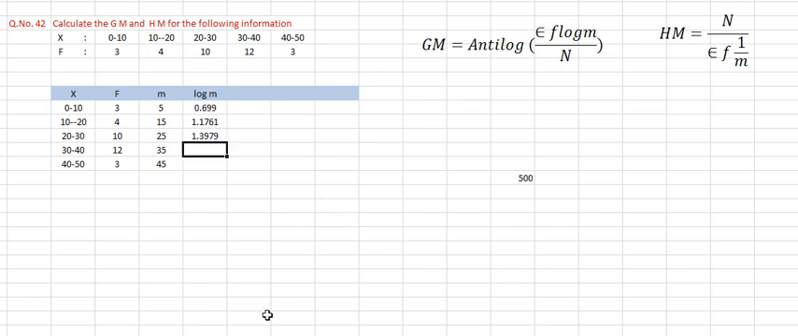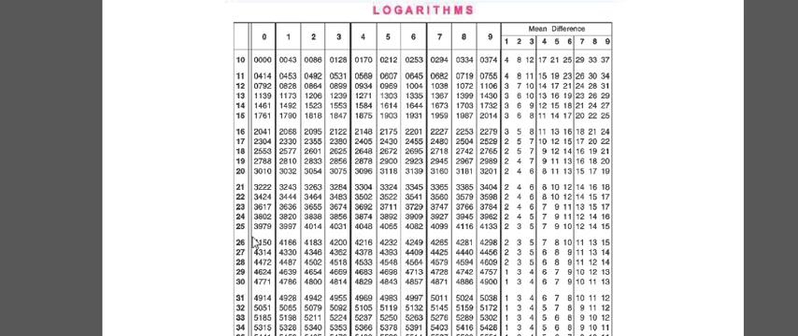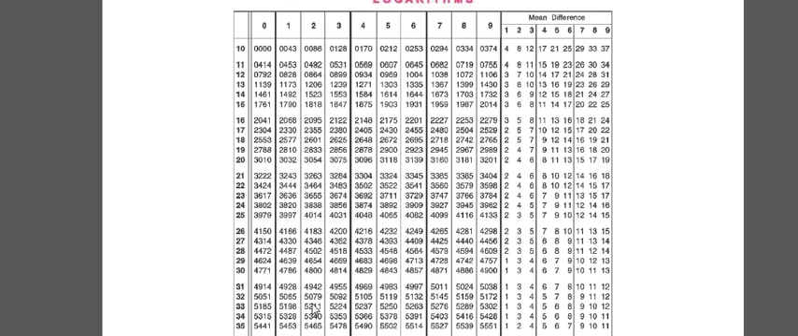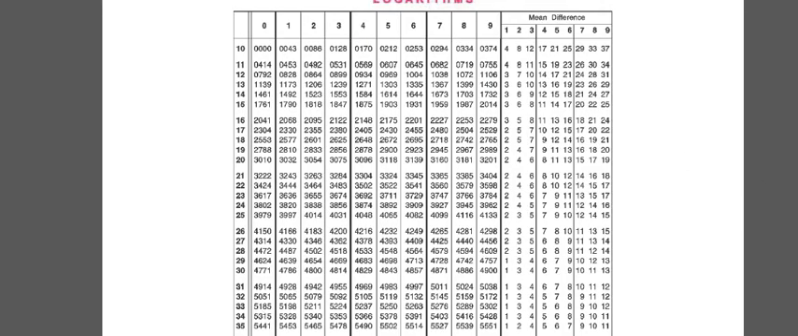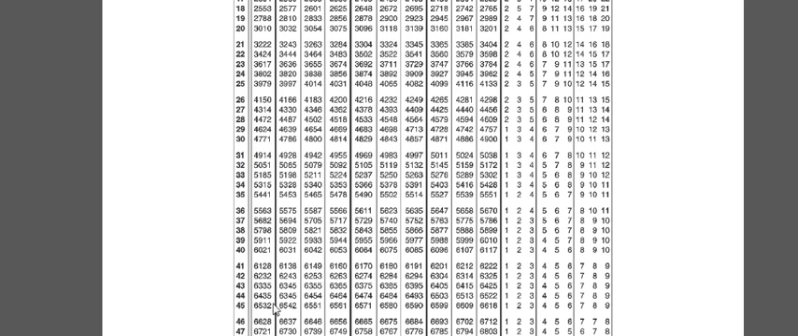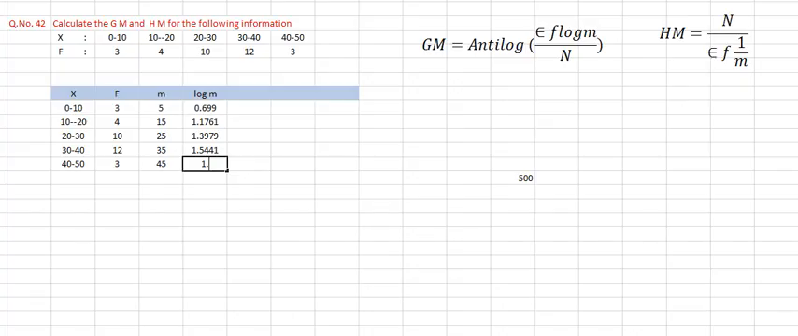Similarly, 35 means 2 places minus 1, that is 1. You have to find 350, which is 5441. Then 45 means 2 places minus 1, that is 1, and 450 is 6532. You see here, 6532. So these were the numbers.